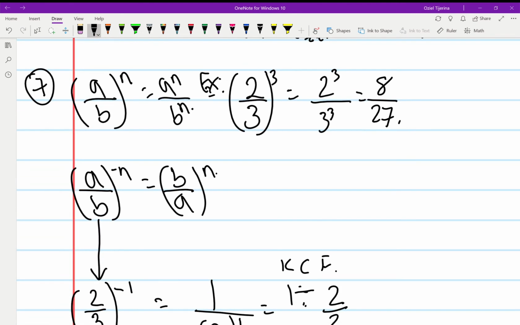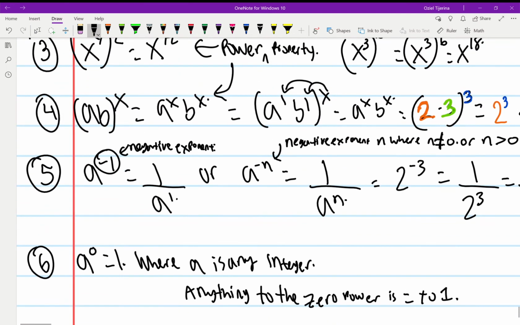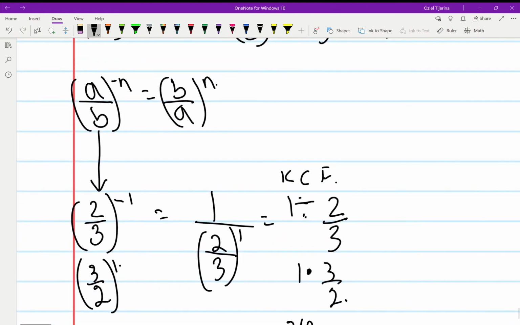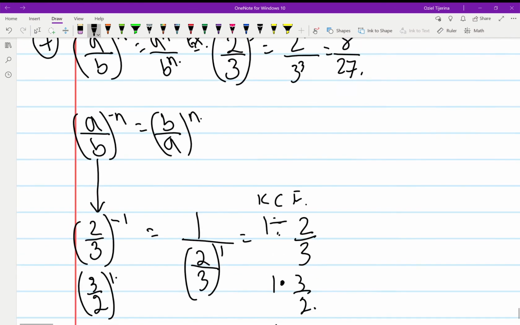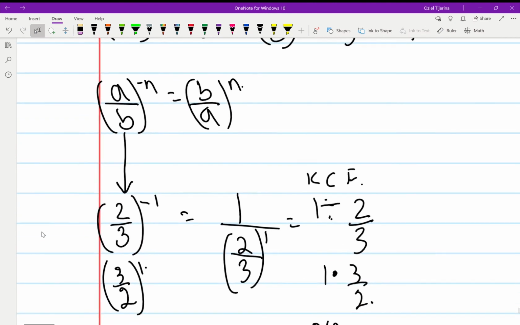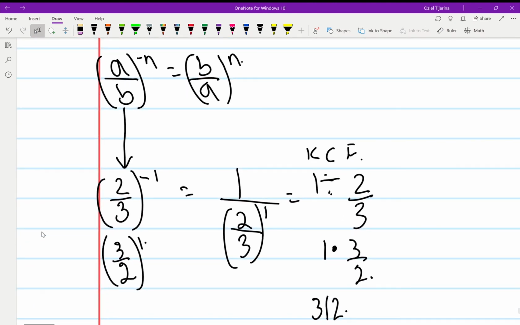And this is just the same thing with negative n. If we have it to the negative power, we're going to flip it over, okay? Just like we did up here when we did negative exponents, we're going to do the same exact thing, but with a fraction. So this is what I kind of did over here. If I have 2/3 to the negative 1, I flip the fraction over, and then turn the exponent positive, okay?